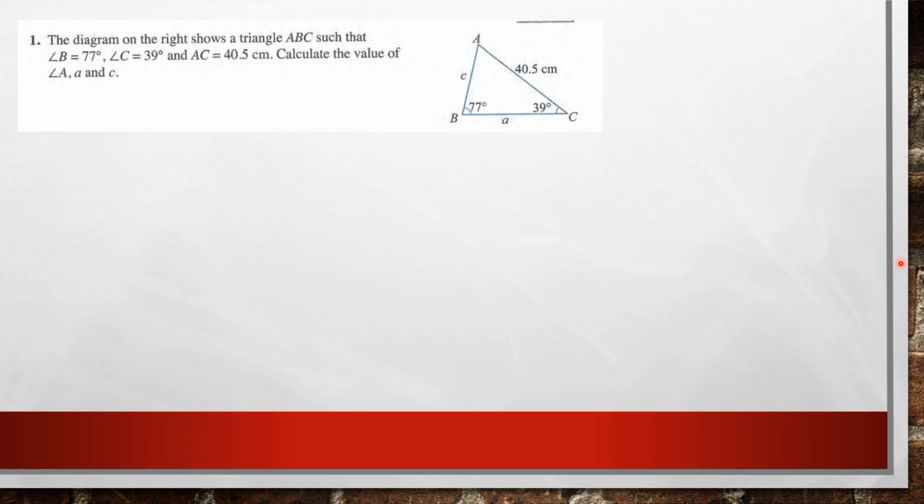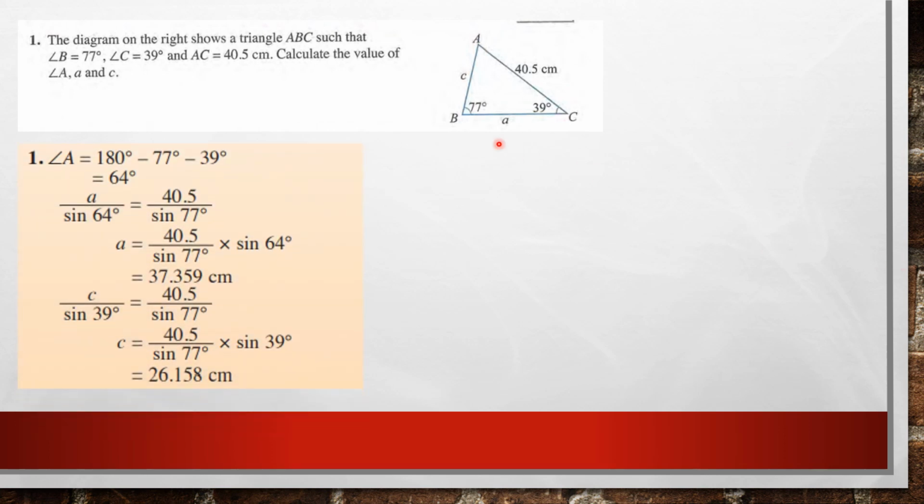So for angle A, you know the other two angles, that is angle B 77 and angle C 39. The total angle for a triangle is 180. So just take 180 minus 77 degrees minus 39 degrees. So you get angle A equals 64 degrees.